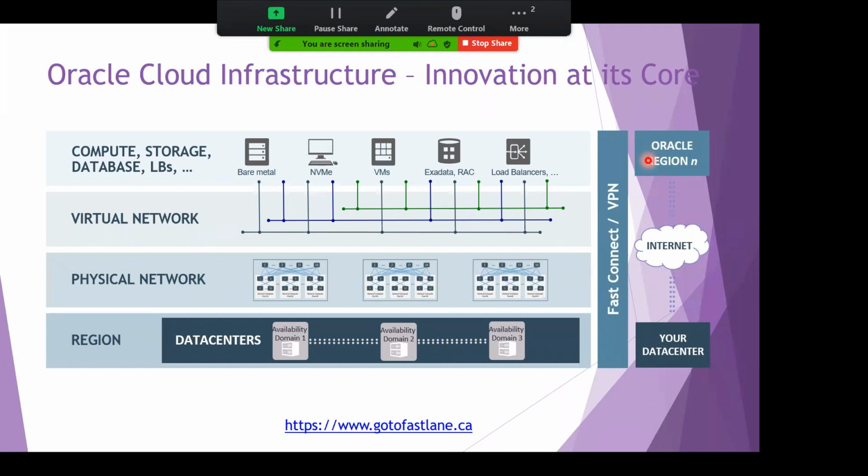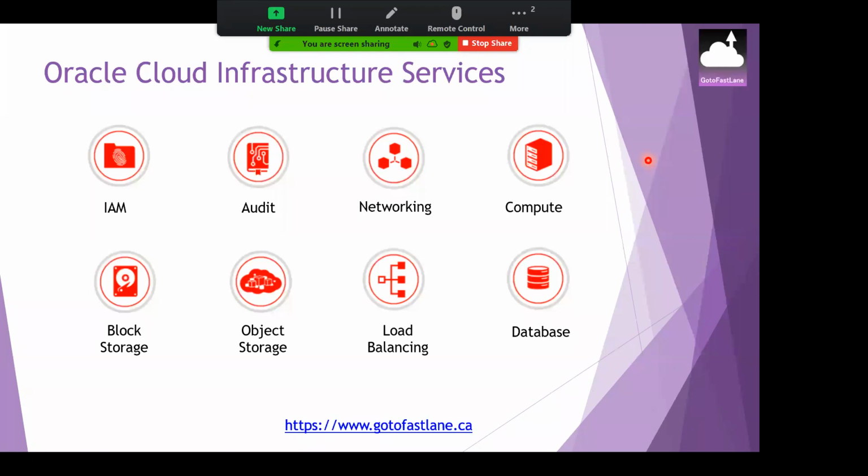Okay. All right. Last, towards the end of the slides, in terms of services in OCI, it's very important for you to understand that OCI comprises all of these services, which include identity management services, identity and access management, which is IAM. Audit services, networking components, compute components, block storage, object storage, load balancing, and database services.